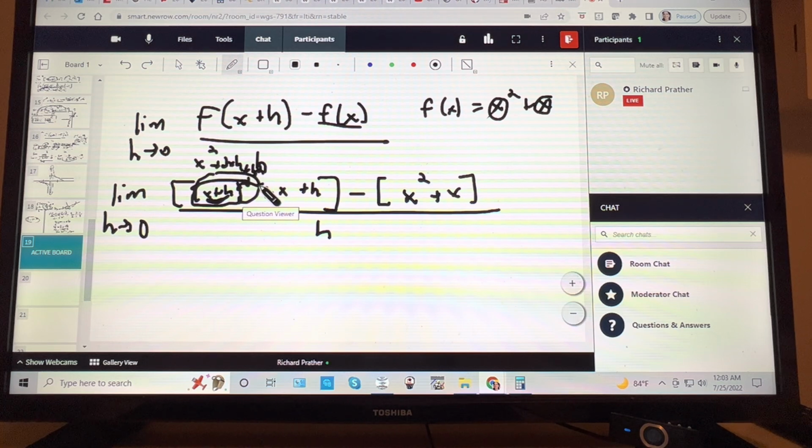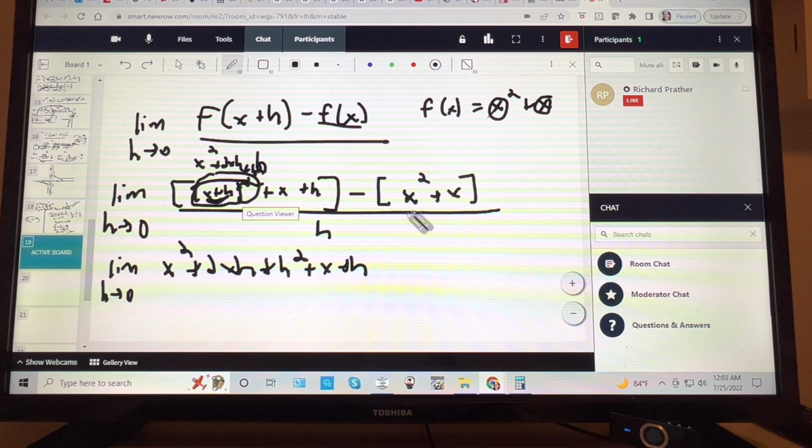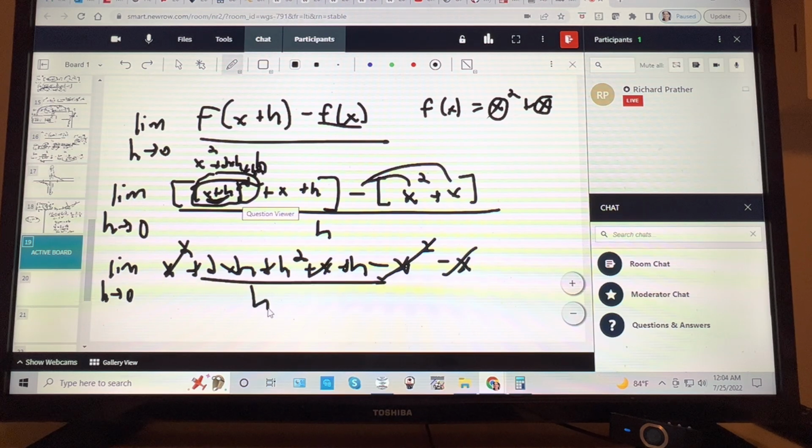And it turns out there's 5 terms here. None of them are like terms. So we just write all 5 of them down. X squared plus 2xh plus h squared plus x plus h. All 5 of those are different. There's 2 terms here, so I'm going to put the negative, and they'll both turn to negative, and they should both cancel out. Negative x squared cancels positive x squared. Negative x cancels positive x. 3 terms remain. None of them are like terms, and they all have an h, so you can factor out an h.